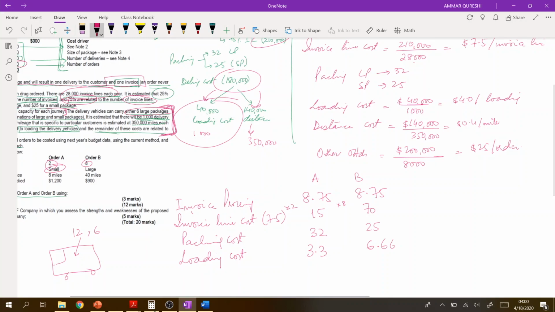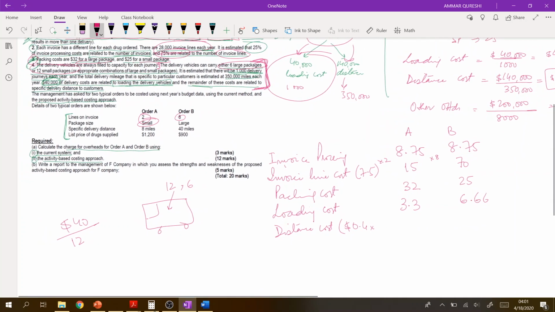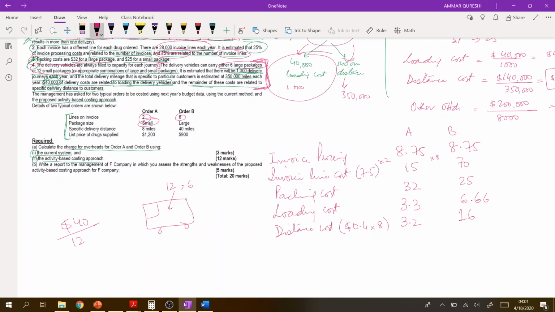The second part is related to the number of miles, right? So it depends how many miles we are traveling. It's 0.4 per mile, right? So distance cost will be multiplied by how many miles? Order A will travel 8 miles, so this will be 3.2, and order B will travel 40 miles. So 40 times 0.4 makes 16, right?